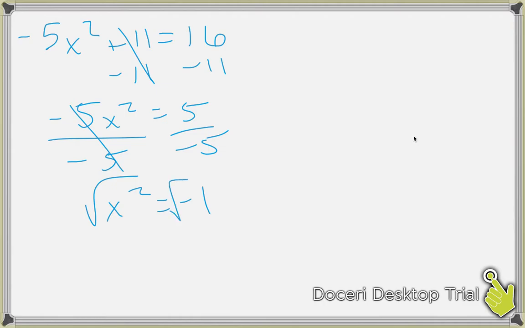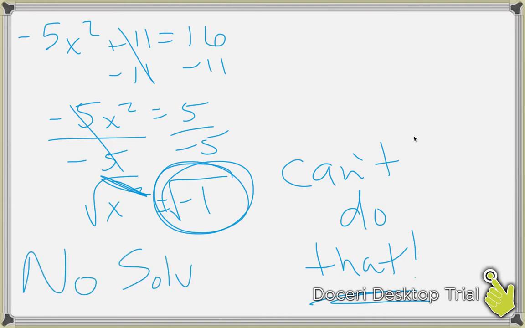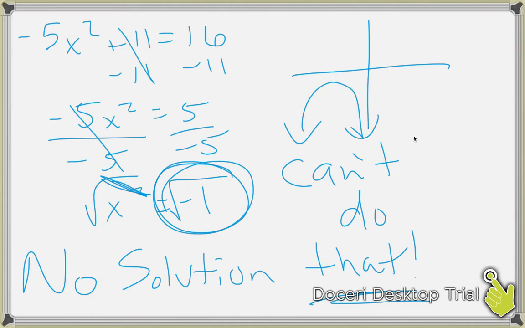Well, if I take the square root of both sides, I can't take the square root of a negative. You can't do that, right? So you can't take the square root of a negative, which means this is our no solution case. Remember, that was when if you graphed it, it wouldn't cross the x-axis, something like that. It's like a big frowny face here. But that is no solution. Anytime you have x squared equals a negative, it means no solution. You can stop right there and just say no solution.